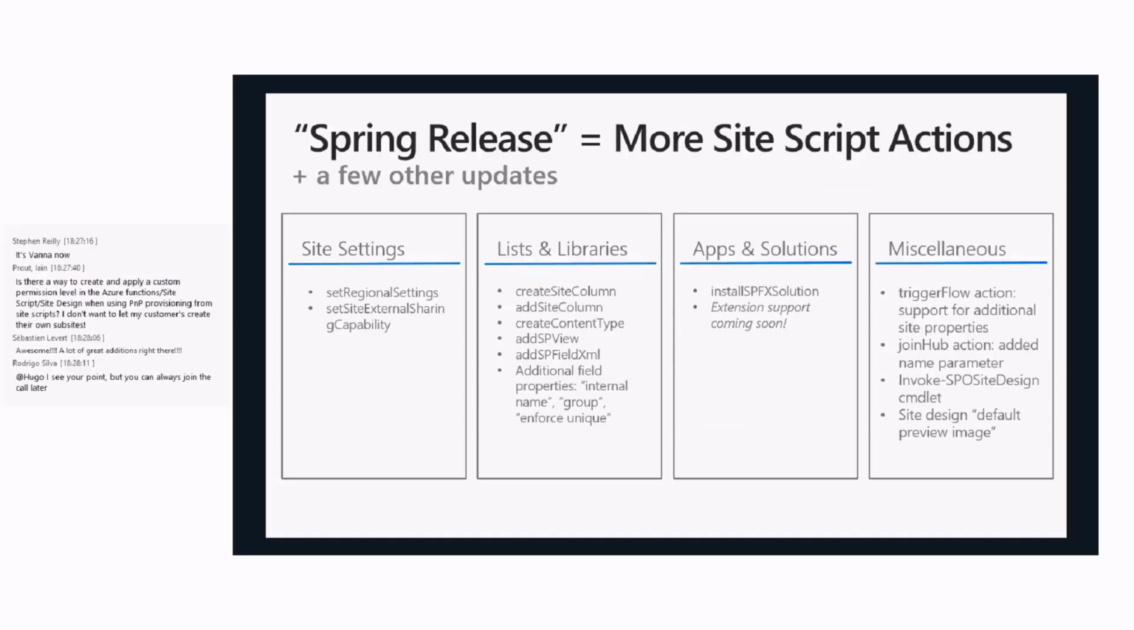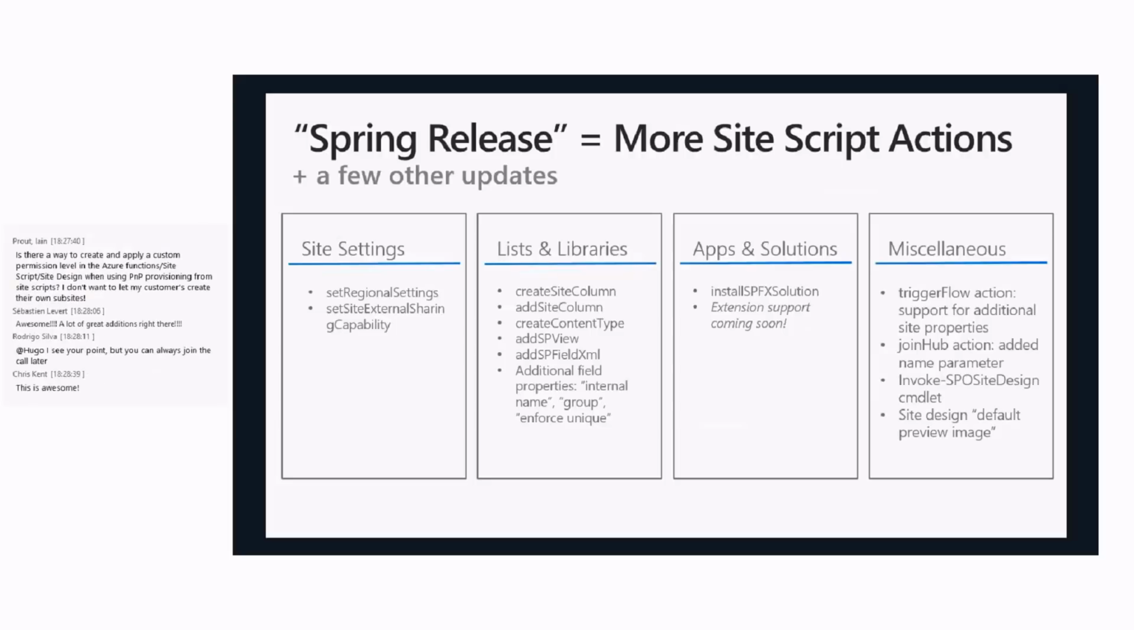Real quickly, I tried to break up some of the work that we've done in the last couple months here, just to sort of help you get your head around the variety of changes, frankly, and the types of things you can do with site script actions. So there's things like settings. We have a new action that allows you to set regional settings. We are also working on adding the ability to select a language to the site provisioning flow, so you can actually do that at creation time.